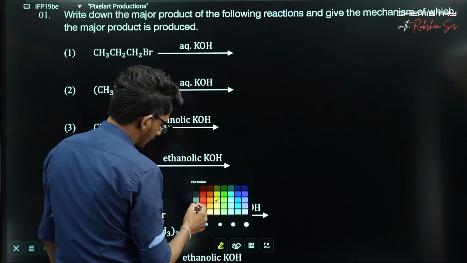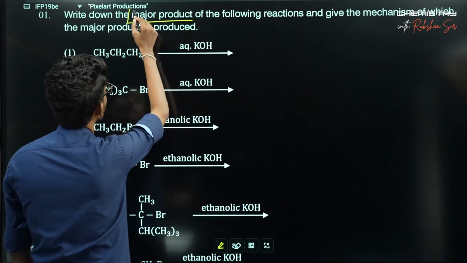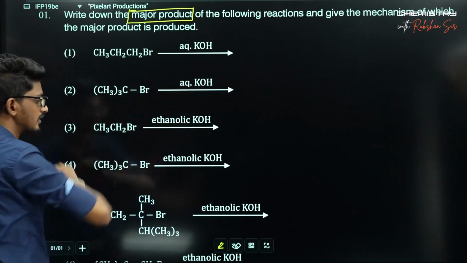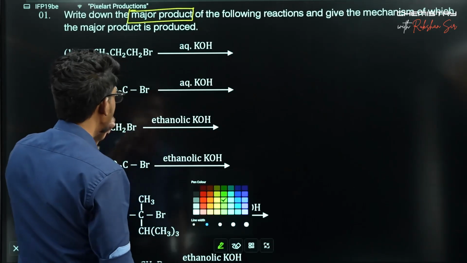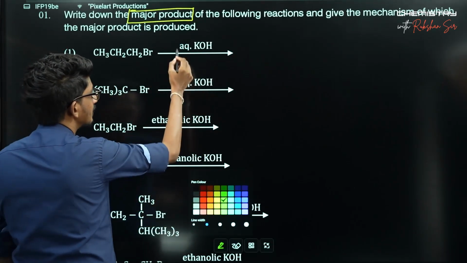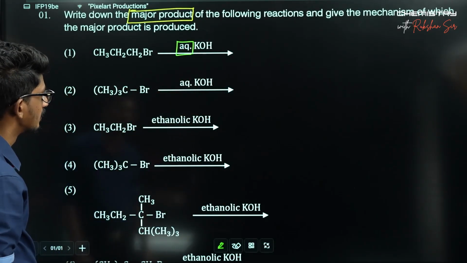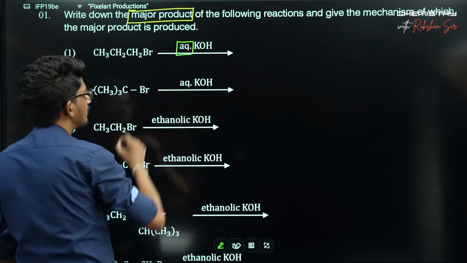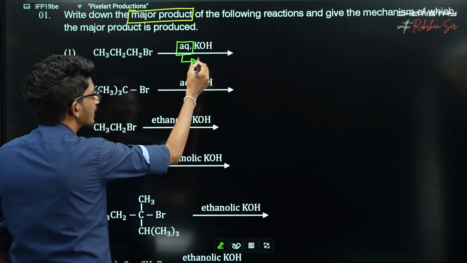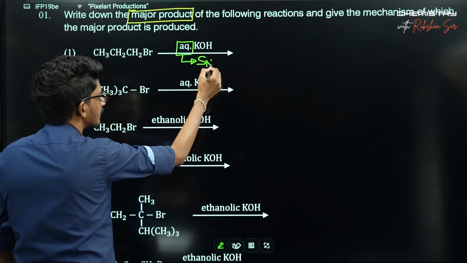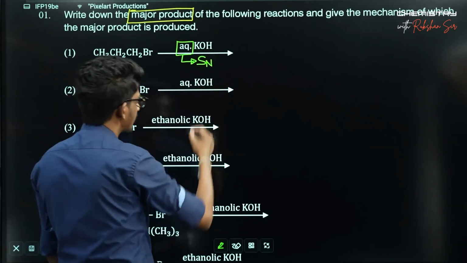Okay, so I'm supposed to come up with the major products here, right? I'm going to use the solvent for that. First one: here, you are adding OH minus in the aqueous medium. So, the aqueous medium is used. That means it should be the nucleophilic substitution. The product should come up with a nucleophilic substitution.